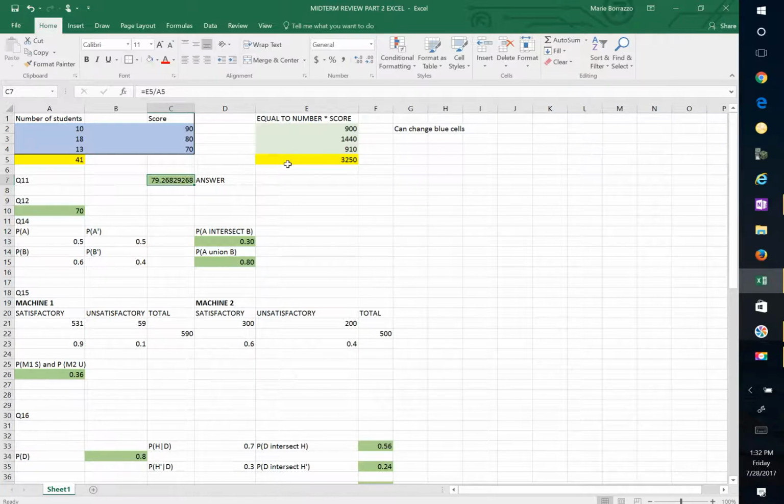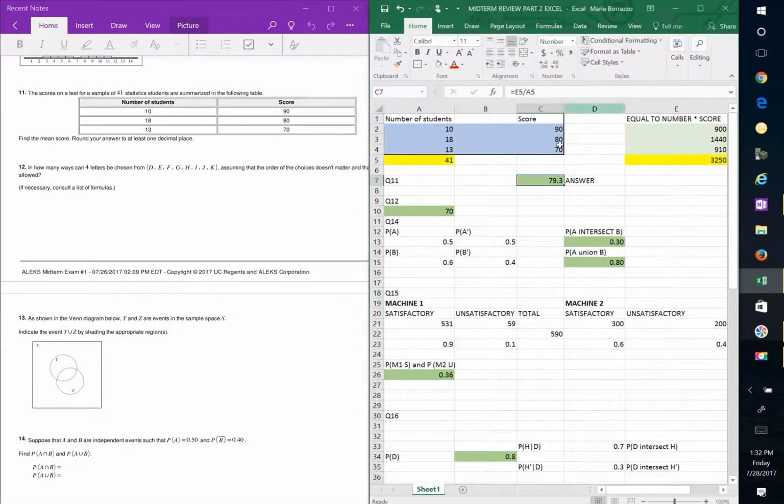This is the division of the two yellow cells. So I'm dividing 3250 and the sum of the frequencies, which is 41. This gives me 79.26 and change. I believe that in this question they want you to round it to one decimal. Now, if you're not good at rounding, come up here and just click on this little button, and there you go. Now you have it rounded to one decimal place. Easy enough, I hope. Alright, and you do have this again for you to use, because I'm going to upload it to you.